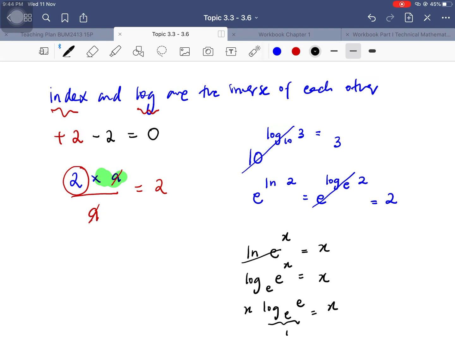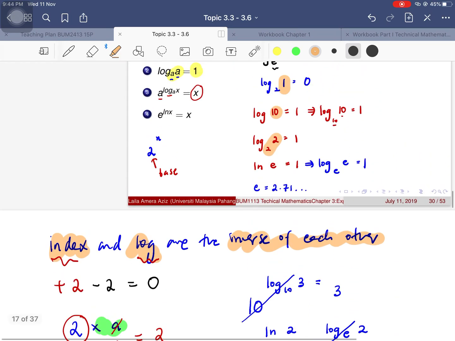So remember, the main point that I want to deliver to you here is that the index and logarithm are the inverse of each other. So they cancel each other. How do you cancel a power? You log them. This is what happened.